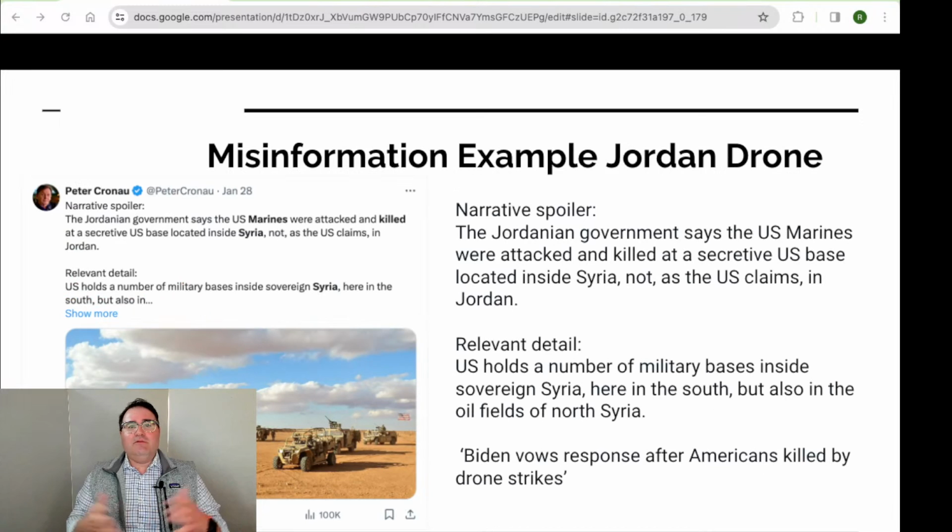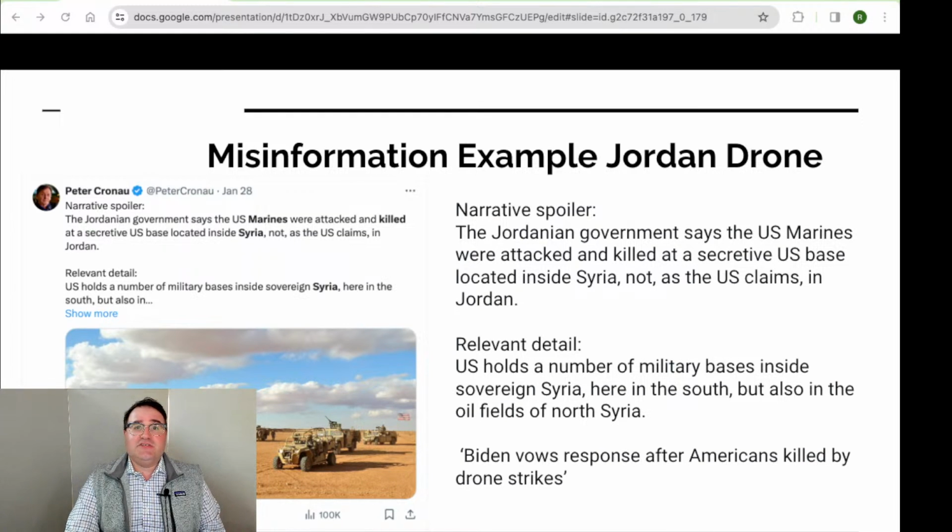So remember a couple of months ago, there was an attack on an outpost on the border between Jordan and Syria. I think it was called Outpost 22, and some servicemen were killed by an Iranian drone. Well, this one person tweeted out, "Narrative spoiler: the Jordanian government says the U.S. Marines were attacked and killed at a secretive U.S. base located inside Syria, not in Jordan as the U.S. claims." Now, what's wrong with this particular tweet?